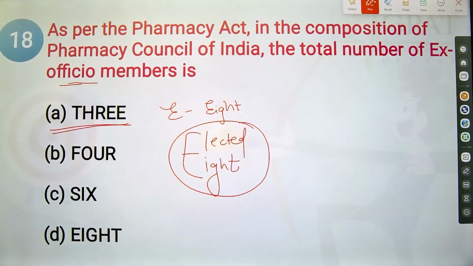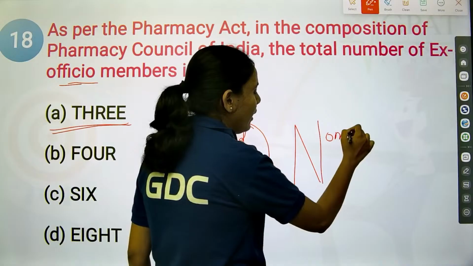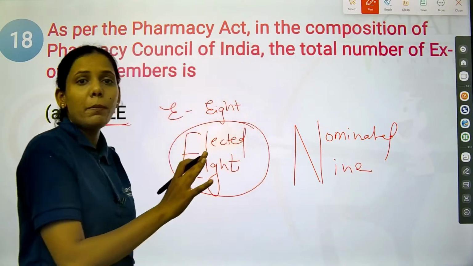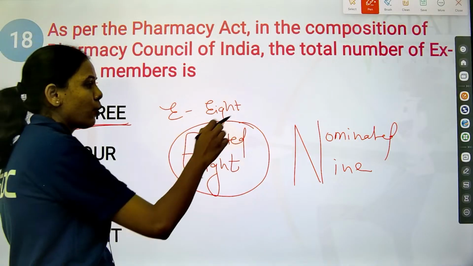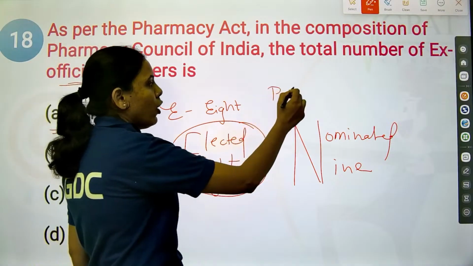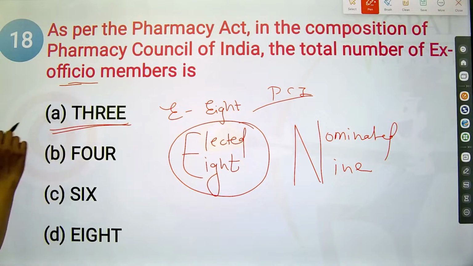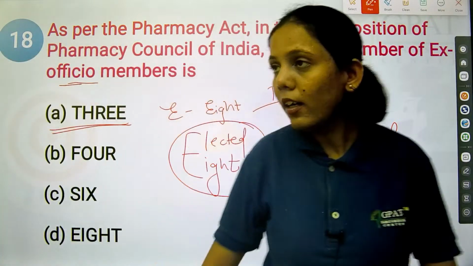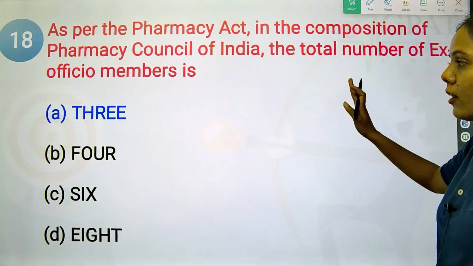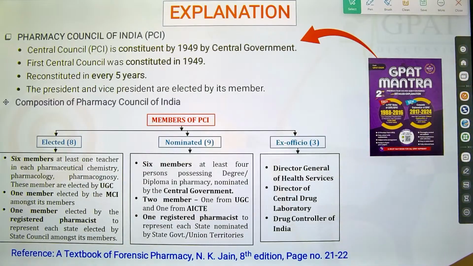Elected and 8 you can remember. Next, nominated 9 you can remember. And remaining, this is for the PCI. Do not get confused anywhere else, okay? Because at that time elected will be different, nominated will be different. So this is for the PCI, and the ex officio 3 members are there. So 3 is the right answer. That is option A. So elected 8, nominated 9, and ex officio 3 members are there.